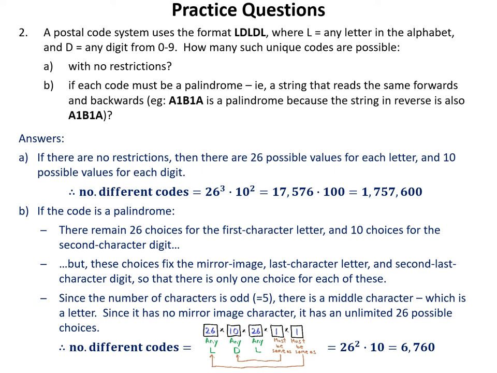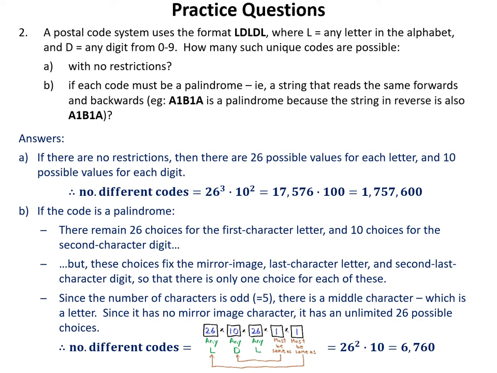However, once these first letter and first digit characters are selected, that fixes the values that we can choose. That limits the letter and the digit we can choose for the last character and second last character respectively. So those choices reduce down to just one, in other words, whatever letter and whatever digit we picked for the first two boxes. So those last two only have one choice each. And all that's left is the middle character.